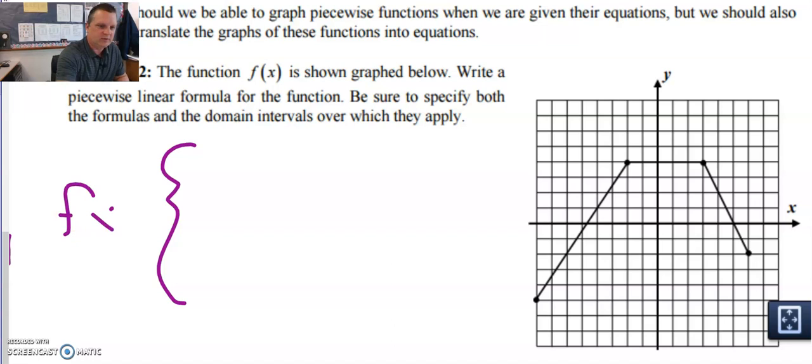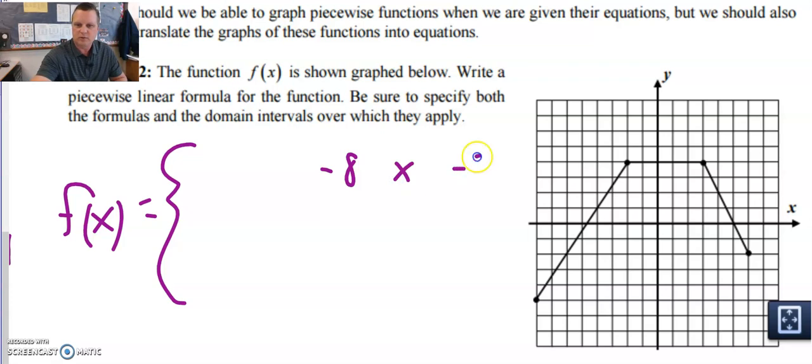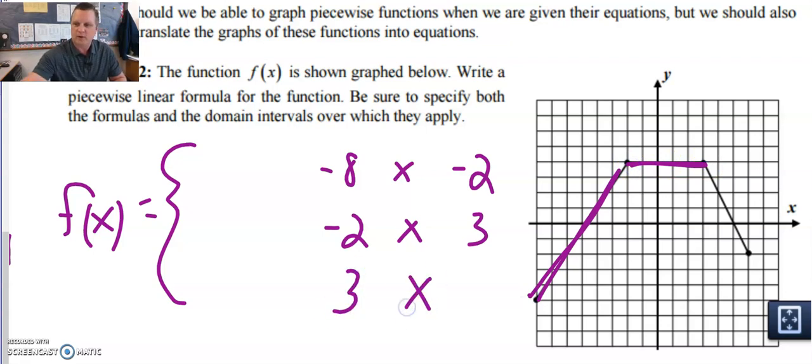So we have our f of x over here, and it's going to equal. So the three parts, I start 1, 2, 3, 4, 5, 6. It starts at -8. There's an x here, and it goes to -2. Then it goes from -2, another x, to 3. So this is the -8 to -2. This is the -2 to 3. And then I go from 3, x in the middle, down to, what is that, 6?